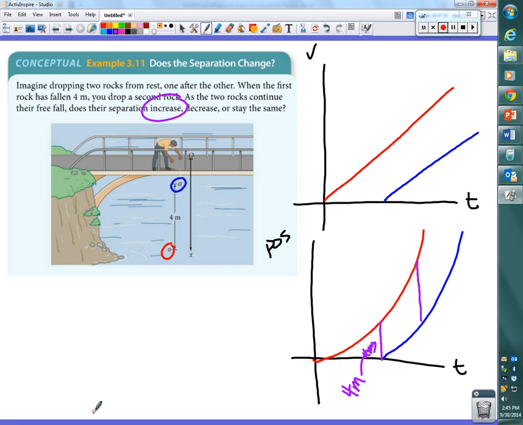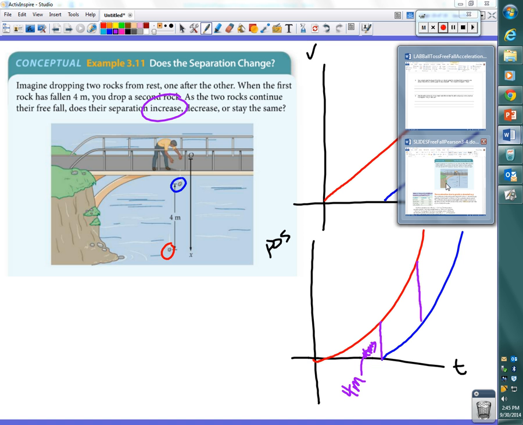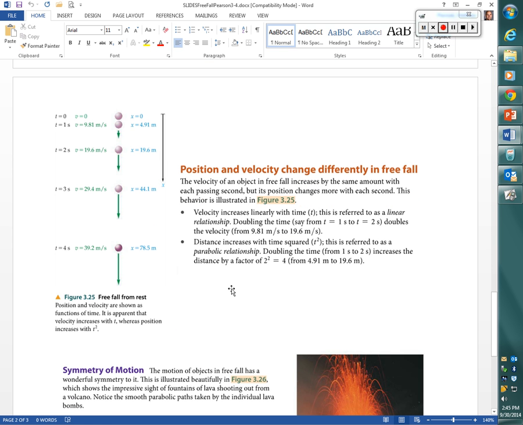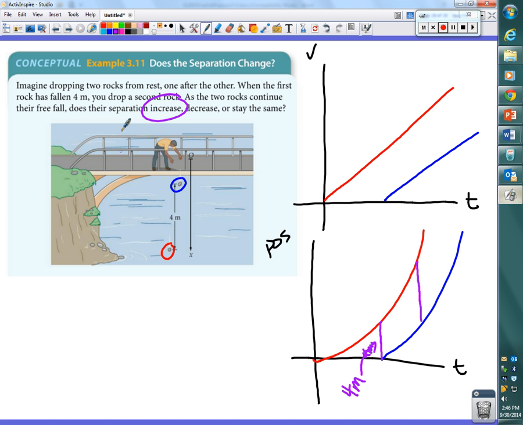If we go back to something we talked about yesterday with the volleyball graphs, in packet 3.4, page 3 up at the top: position and velocity change differently in free fall. Velocity increases linearly. So when we look at those velocity graphs, they stay the same distance apart, the same separation in velocity. Red won't get any faster relative to blue anywhere along the trip.